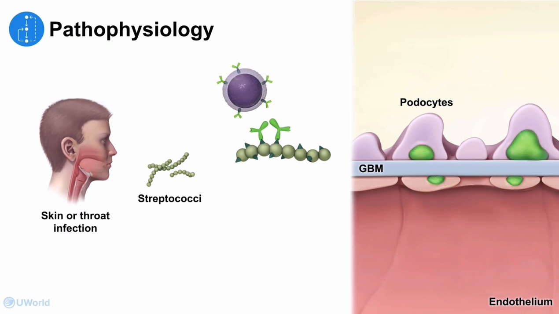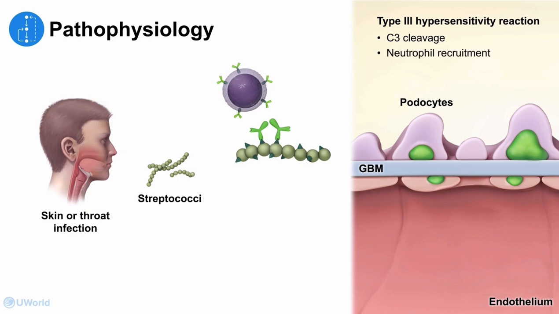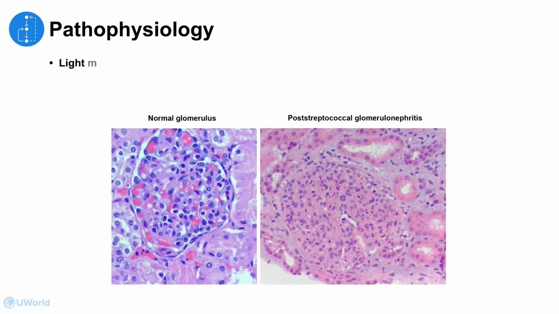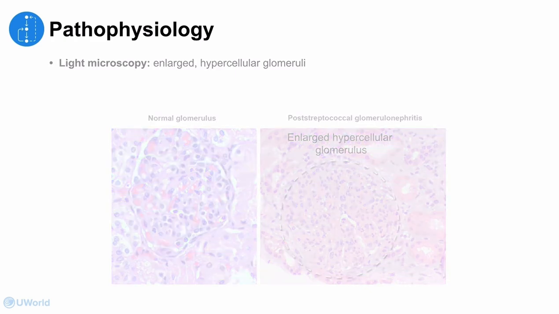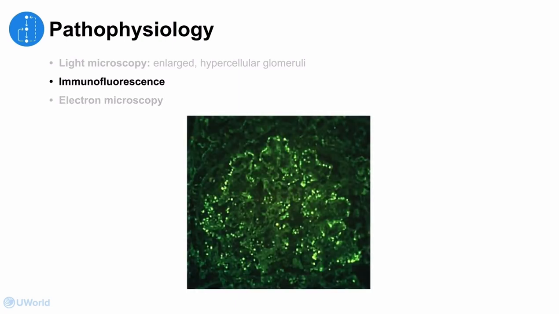The deposited immune complexes then trigger a type 3 hypersensitivity reaction involving cleavage of the C3 complement component with subsequent neutrophil recruitment. The resulting inflammatory response can be seen on light microscopy, which shows enlarged hypercellular glomeruli due to leukocyte infiltration and subsequent proliferation of glomerular cells. More advanced techniques, such as immunofluorescence and electron microscopy, can identify the immune complex deposits themselves.